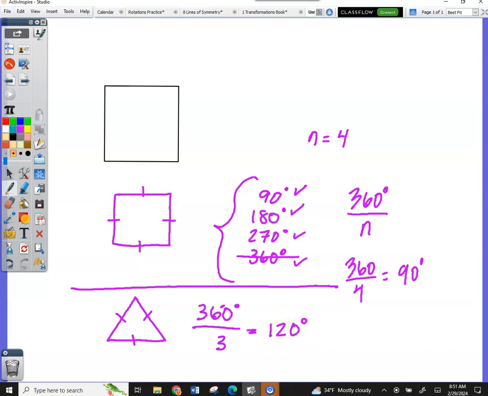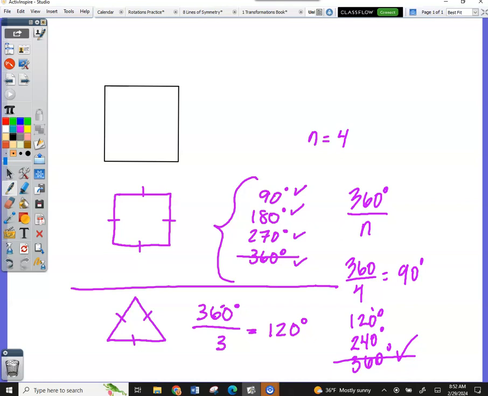120? Yep. So, let's talk about the degrees of rotation for a triangle. You got 120. What's the next one? 240. And how did you get that? You add another 120 to it. It's increments of 120. So I got 240. What's next? 360. Which is my checkpoint. We said it's boring, but it's a checkpoint to let you know, yeah, you did it right.